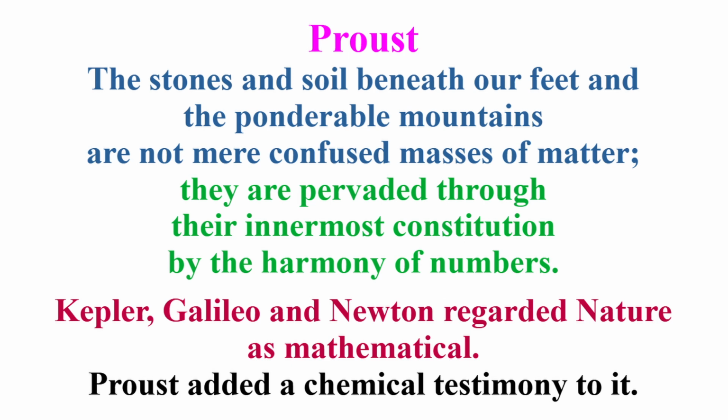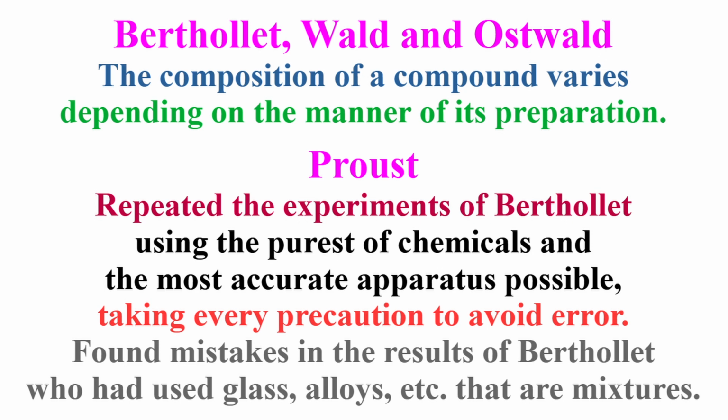Johannes Kepler, Galileo, and Isaac Newton regarded nature as mathematical. Proust added a chemical testimony to it. However, a distinguished French chemist, Claude Berthollet, personal instructor of chemistry to Napoleon, along with Franz Wald and Wilhelm Ostwald, strongly insisted that the composition of chemical compounds varied depending on the manner of their preparation. This is the reason why non-stoichiometric compounds are called Berthollides.